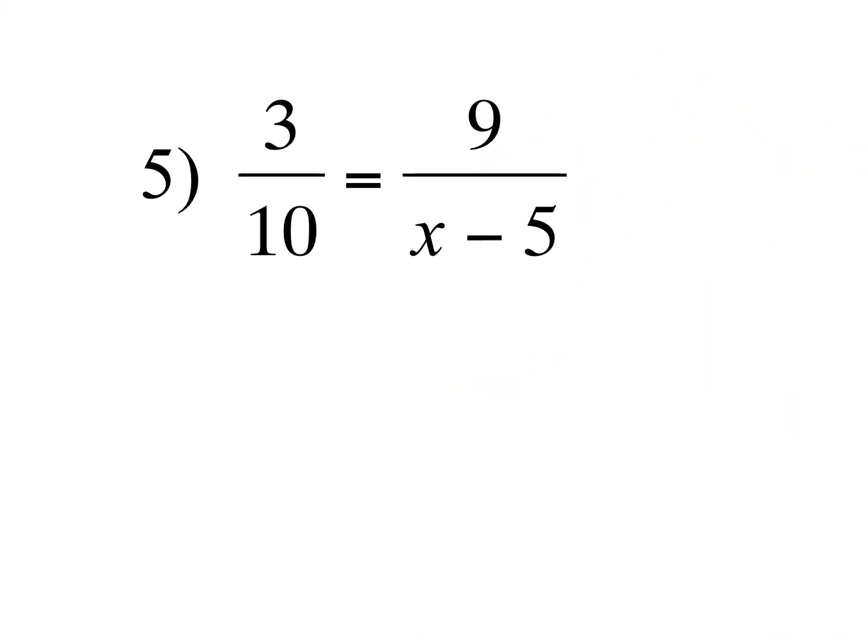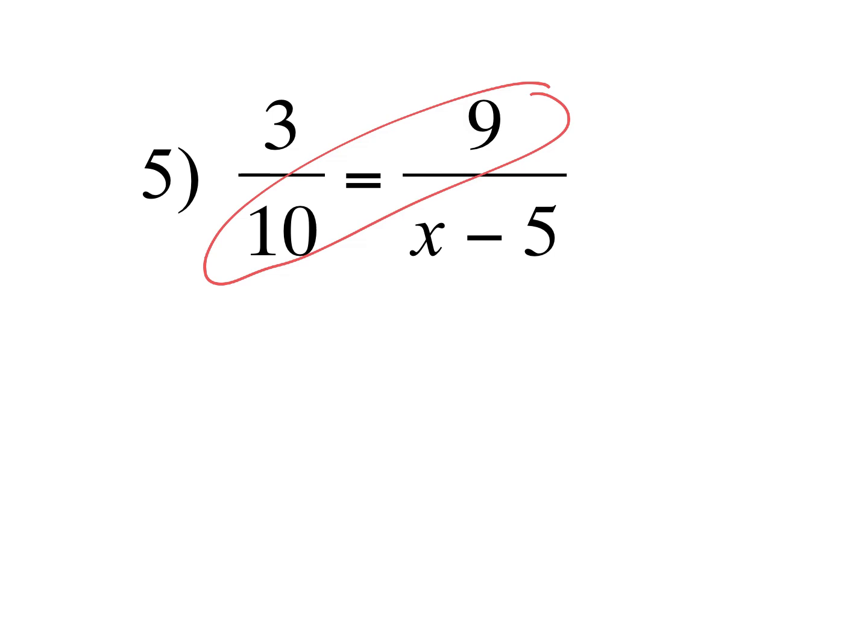Alrighty, now let's kick it up a notch. That was way too easy. Now if you notice on this one, I have x minus 5. It's not just a little silly old x, so you have to do a little bit of extra stuff. That's okay. We're still going to do the exact same thing: cross multiply, or butterfly.